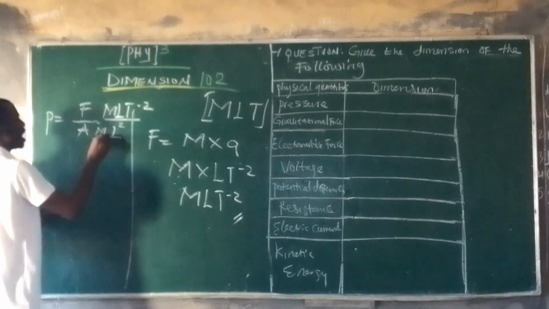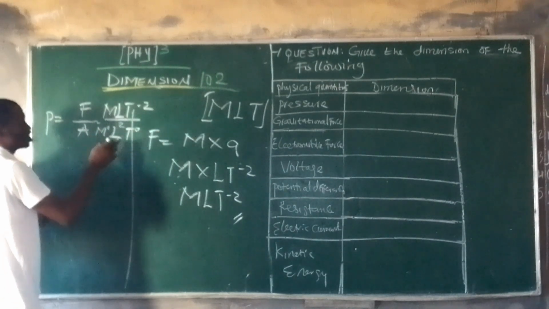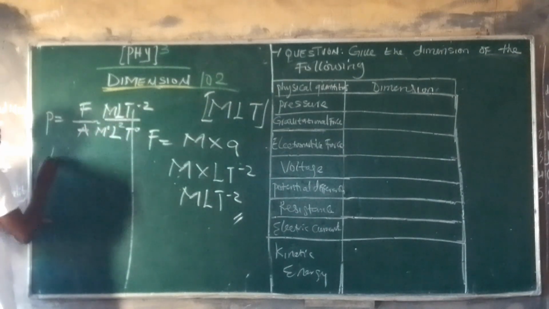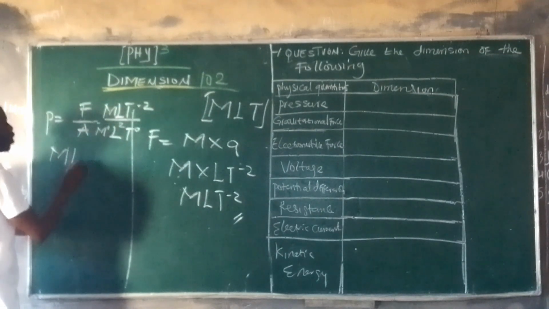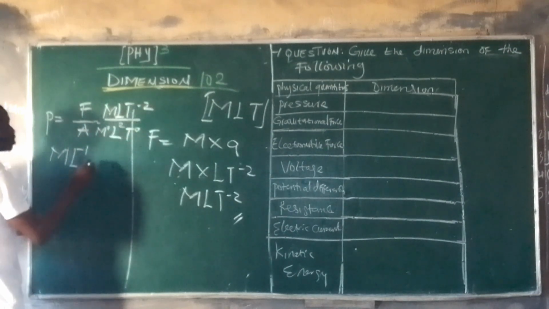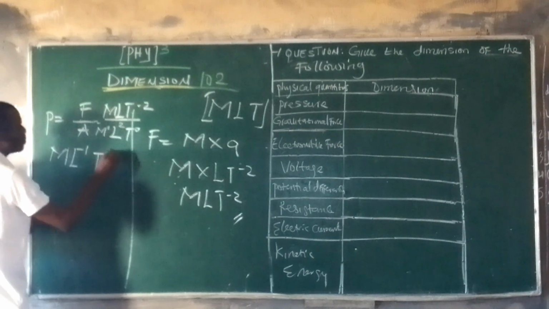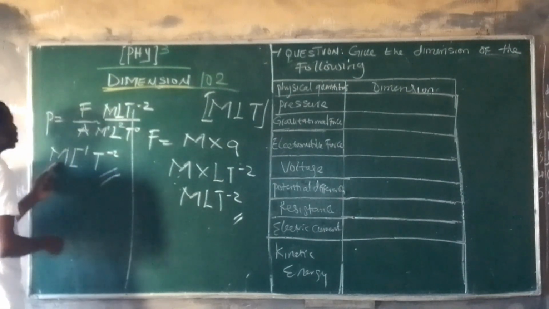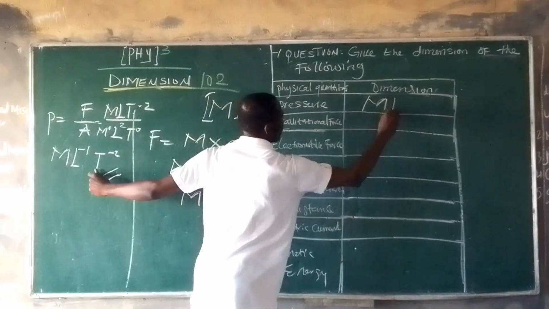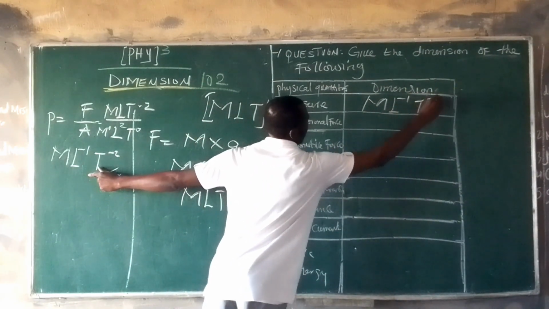Remember that we can have M0 and T0, which is the proper dimension for area. Well, we know that 1 minus 0 is going to give me 1. We know that 1 minus 2 is going to give me minus 1. We know that minus 2 minus 0 is going to give me minus 2. So this is the dimension for pressure. So we're translating it here: M L minus 1, T minus 2.